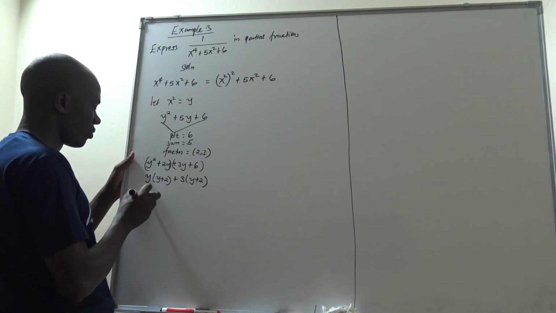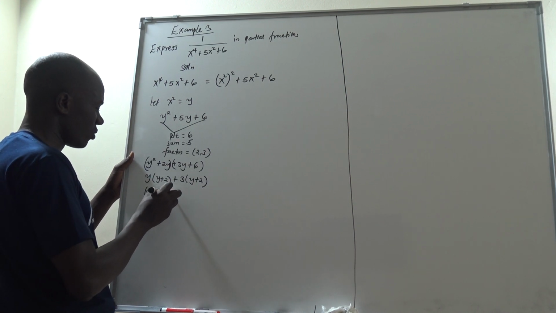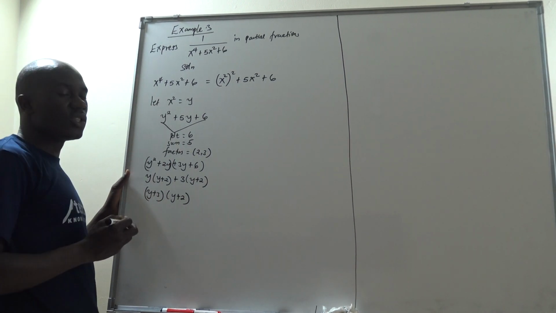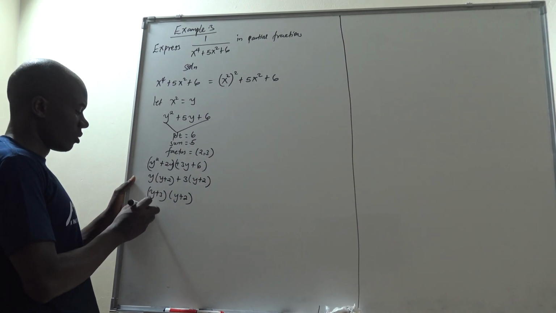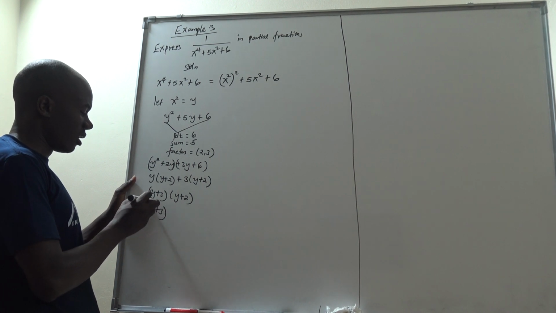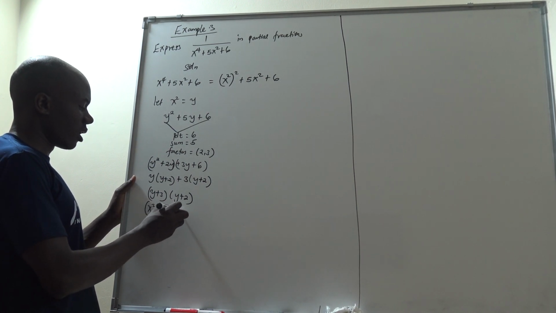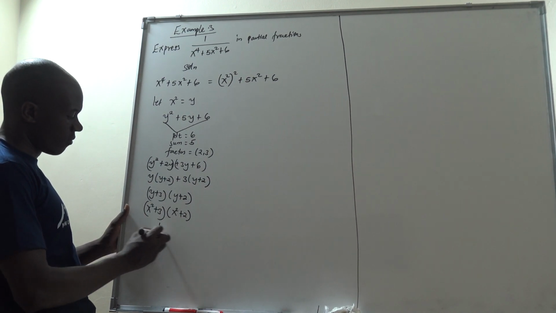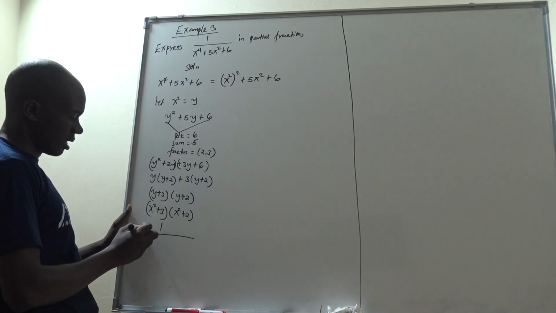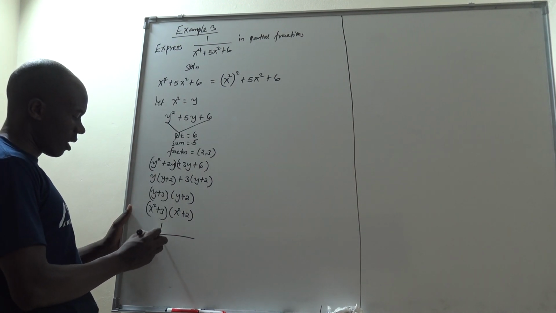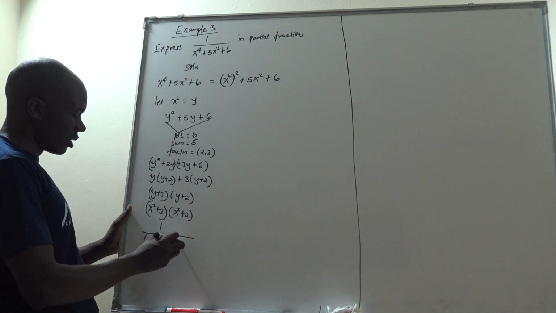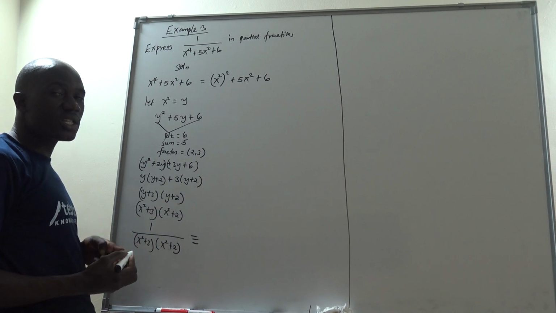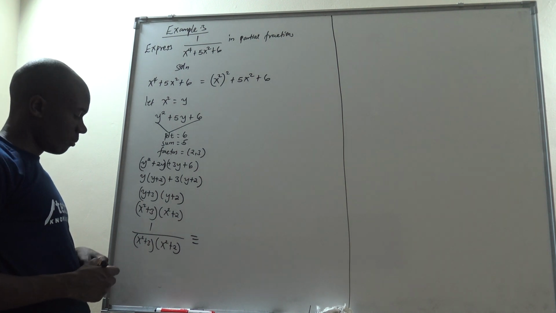So what am I going to write? We're going to write y plus 3 into y plus 2. But do we know the value of y? y is already x squared. So we substitute, and we are getting x squared plus 3 into x squared plus 2. So what does it imply? We are going to say 1 all over x squared plus 3 into x squared plus 2. You can see these are quadratics which cannot now be factorized.